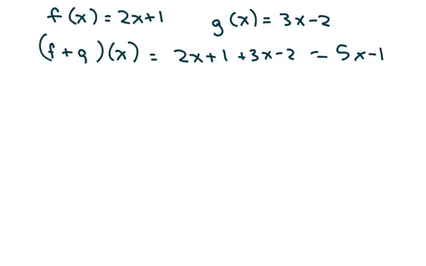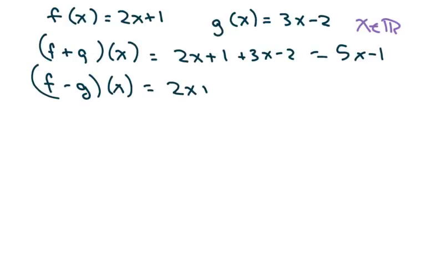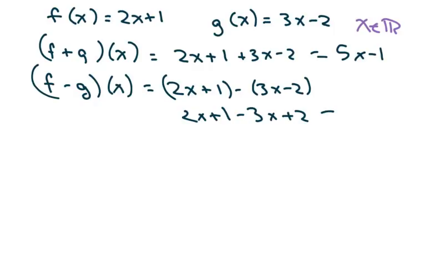And that's going to be, did I do this right? Yeah. So this is going to be all real numbers. Now let's subtract, f minus g of x, and we get 2x plus 1 minus 3x minus 2. That gives us 2x plus 1 minus 3x plus 2, which gives us negative x plus 3. And again, the domain is all real numbers.